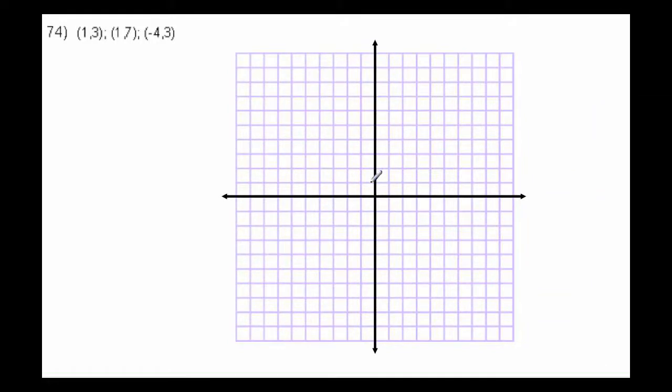Okay, next one, same type of problem, so let's plot the points: over 1 and up 3, over 1 and up 7, and then over -4 and up 3. Okay, let's go ahead and make our right triangle. And we're trying to find the slope of the hypotenuse, which is opposite the right angle. We know it's also the longest side.